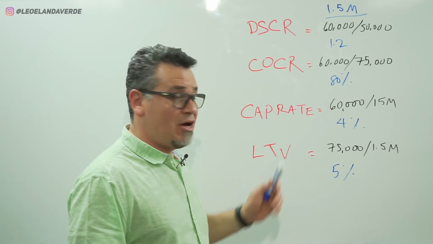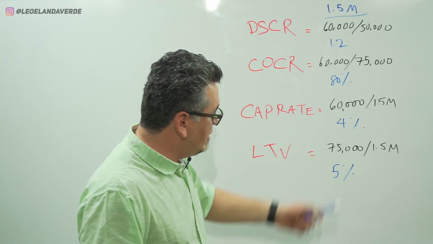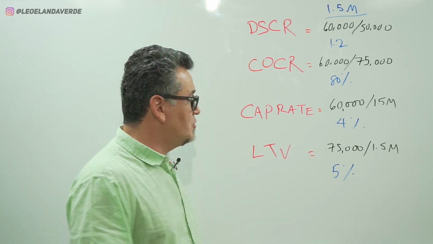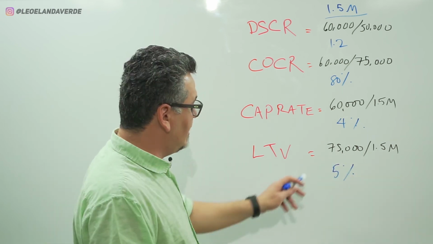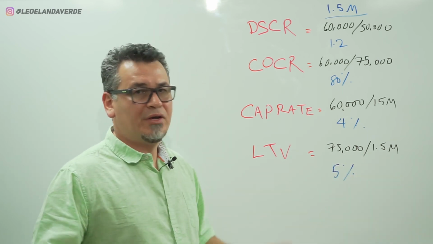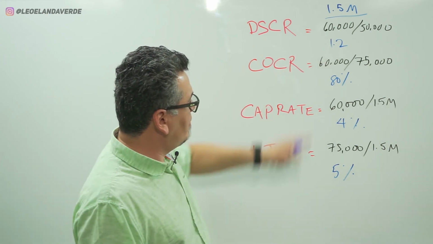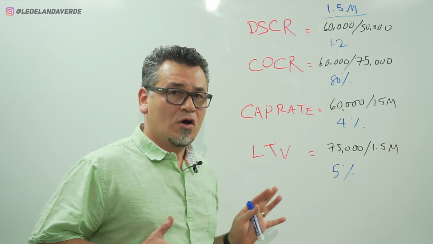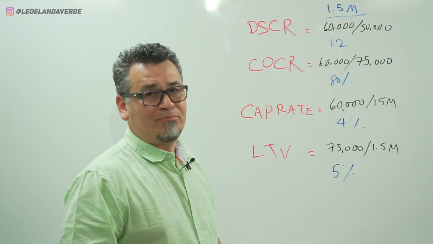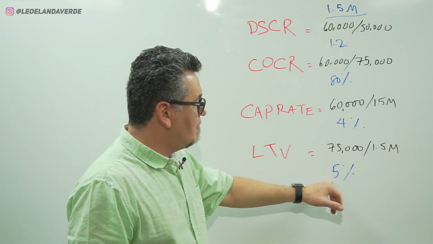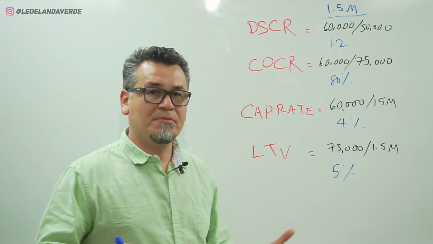The LTV, now we're having a problem here. That means that you only have $75,000 to put down on a $1.5 million property. So the lender is going to say, wait a minute, we can't do this deal because the numbers don't pencil out. If they're going to front up to 80%, and you only have 5%, there's a 15% gap. Where's the money going to come from?